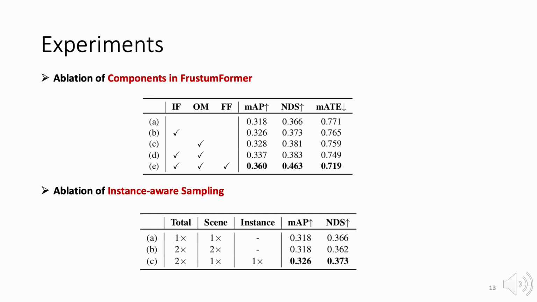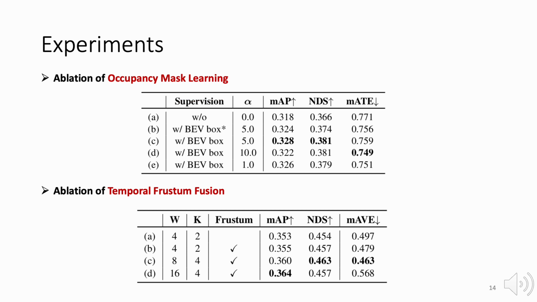The next experiment proves the effectiveness of instance-aware sampling. Compared with B and C, we found that instance-aware sampling is more effective, since simply increasing the sampling points for all regions has no gain. We also ablate the hyperparameters used in occupancy mask learning and temporal Frustum fusion. It indicates that longer temporal fusion will improve detection performance.